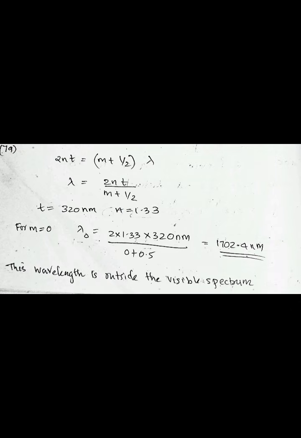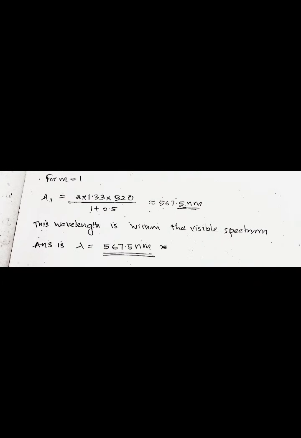We know that the visible light has a wavelength in the range of 400 nanometer to 700 nanometer. So this wavelength is outside the visible light spectrum. So we take the next value of m, that is for m is equal to 1, lambda 1 is equal to 2 into 1.33 into 320 divided by 1 plus 0.5, and this is approximately equal to 567.5 nanometer, and this wavelength is within the visible spectrum. That means the wavelength is between 400 nanometer and 700 nanometer. So the answer is lambda is equal to 567.5 nanometer.